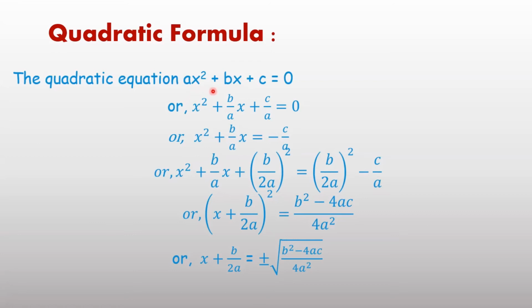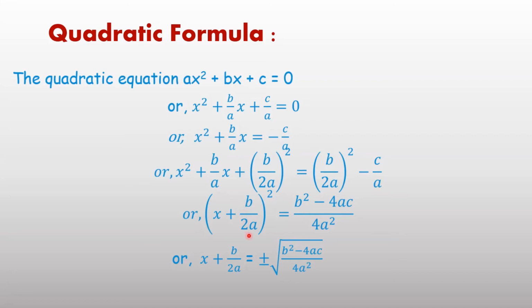The method is the same: x square plus bx plus c equal to 0, divided by the coefficient of x square, plus b upon a x equal to minus c upon a. Then add to both sides the coefficient of x by 2, means b upon 2a whole square.